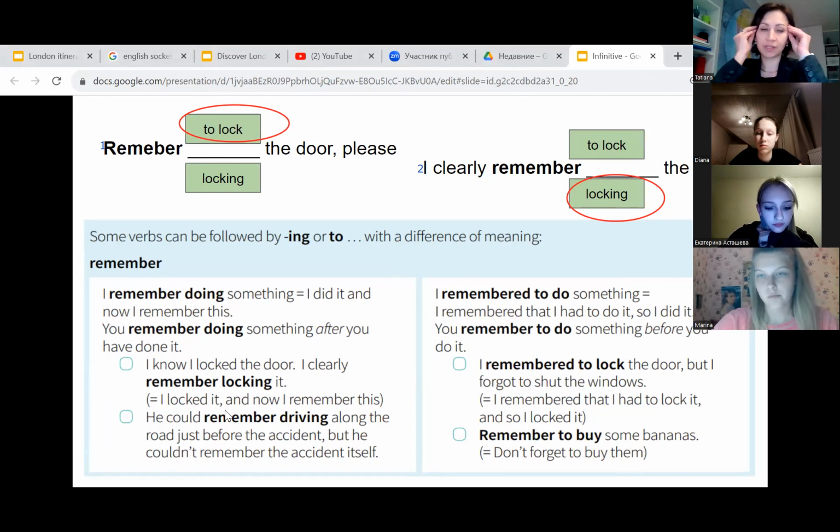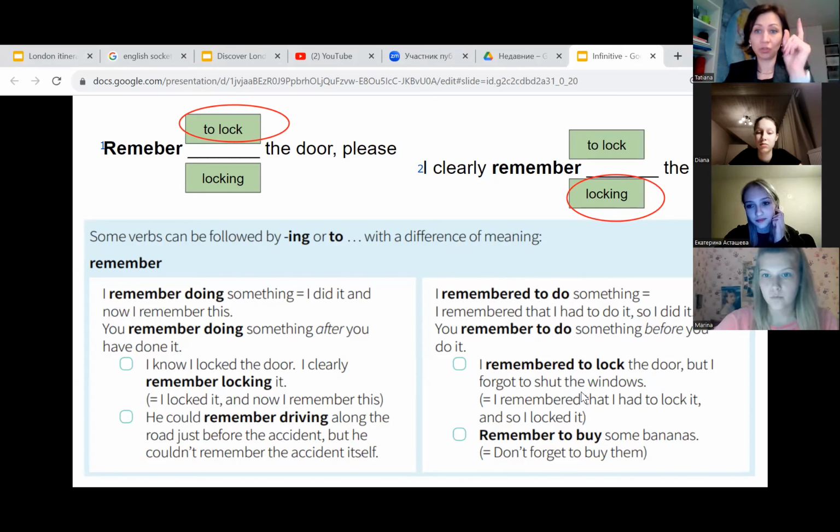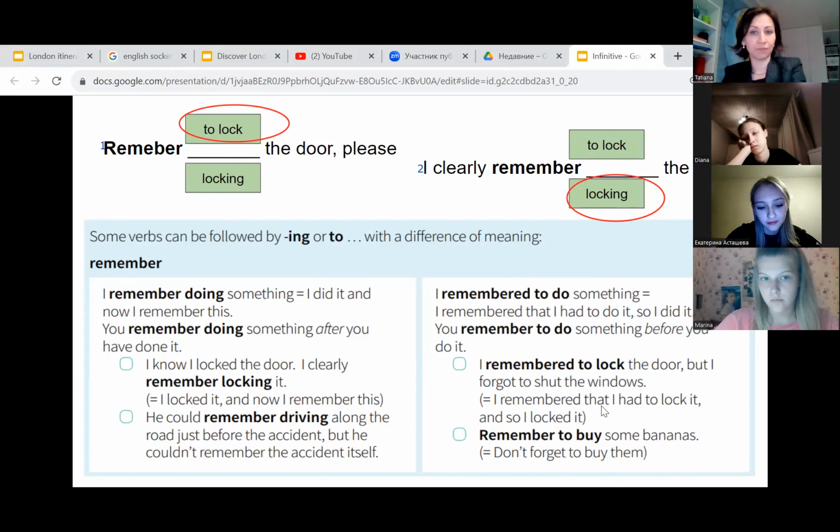So to remember doing something is to remember the process. Whilst when you say remember to do something, you send a reminder. You remember to do something before you do it. I remembered to lock the door, but I forgot to shut the windows. I remember in time that I need to lock the door. First I remember, and then I lock the door. Remember, buy some bananas. It means don't forget, have this thought first in your mind. And second, if you remember it, you will buy it. You see the difference?